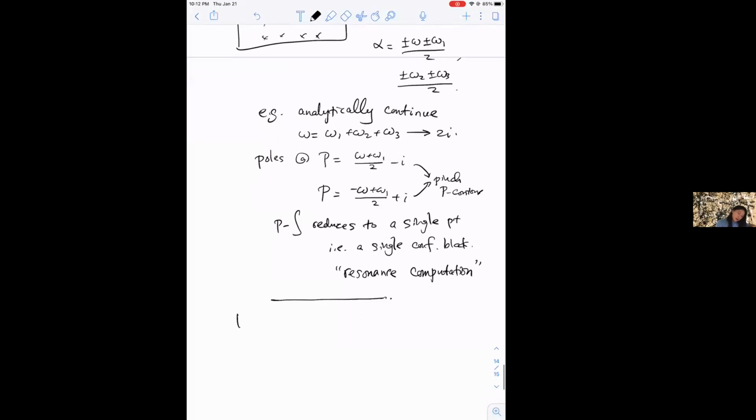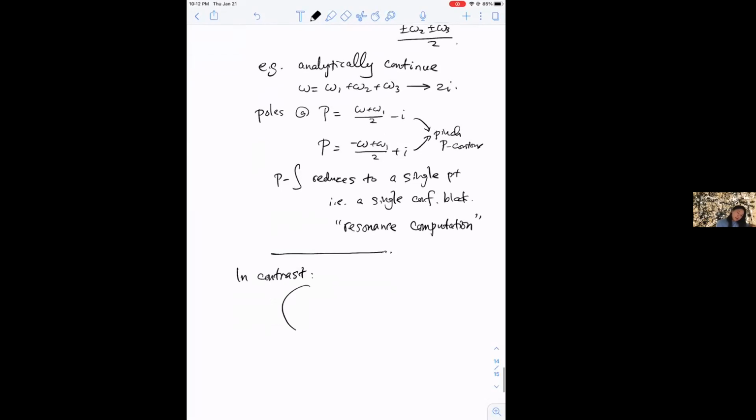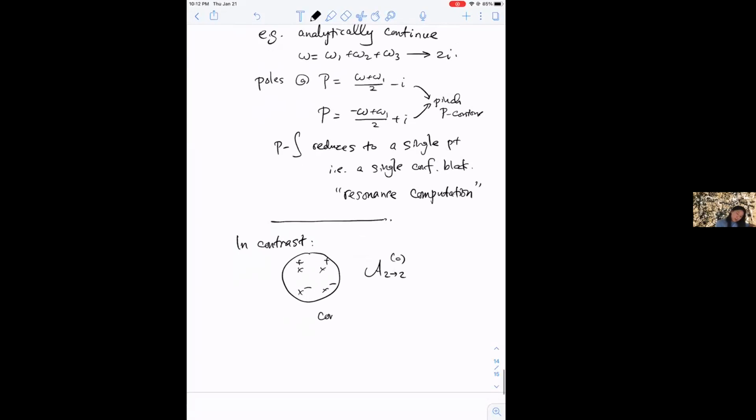So in contrast, if I consider this 2 to 2 amplitude, which is a kind of similar computation, and I continue this to omega 1 plus omega 2, which is equal to omega 3 plus omega 4, so here's our omega 1, omega 2, omega 3, omega 4, this go to 2i. It turns out that you also have a situation where a pair of poles pinch the contour. This is the P contour.